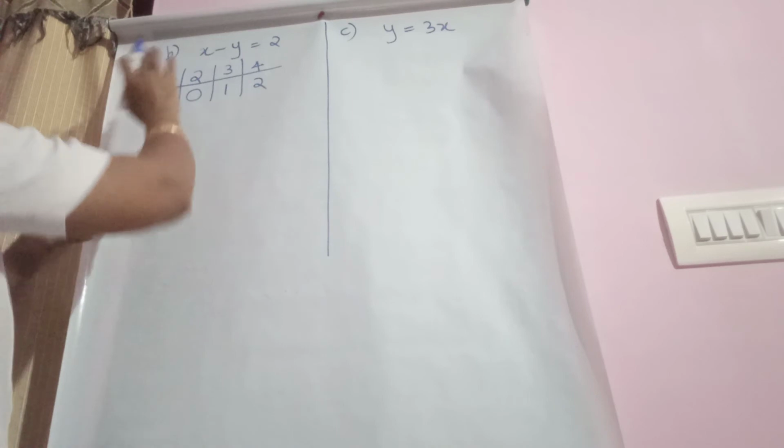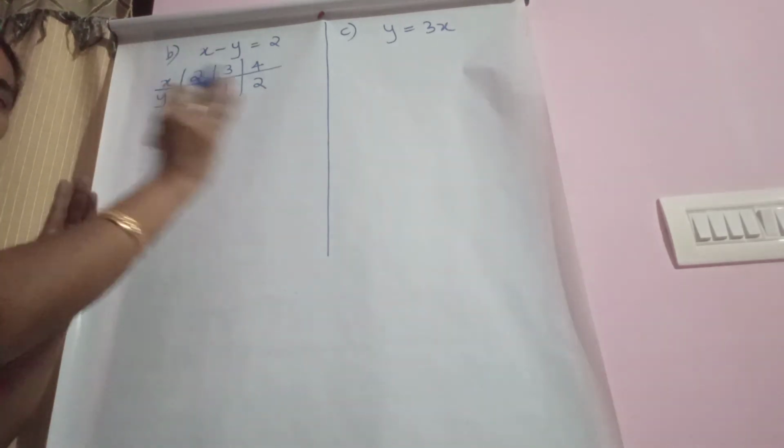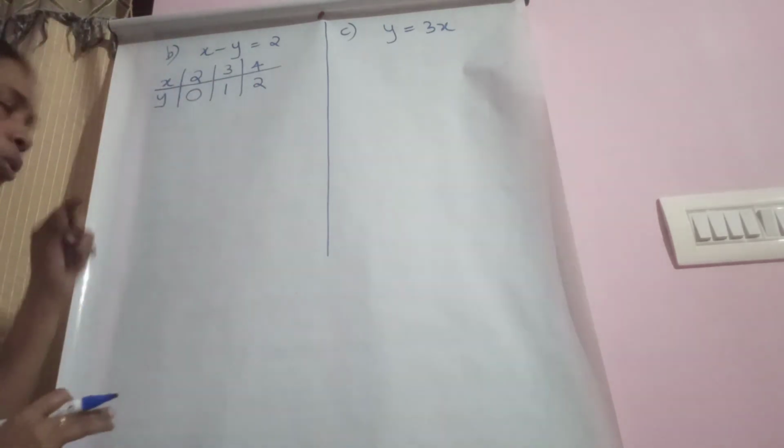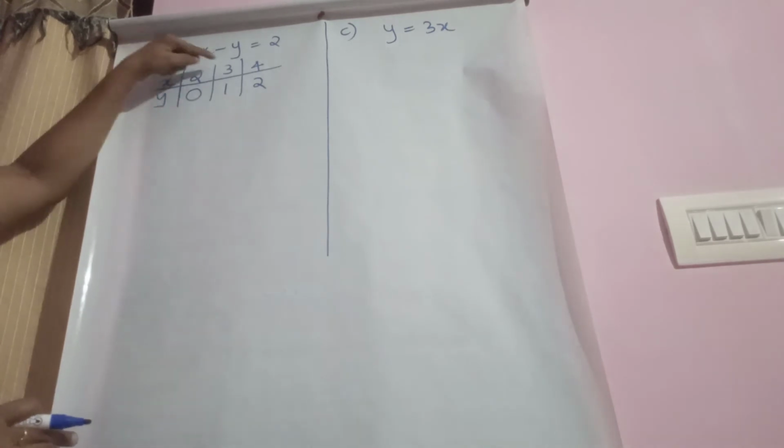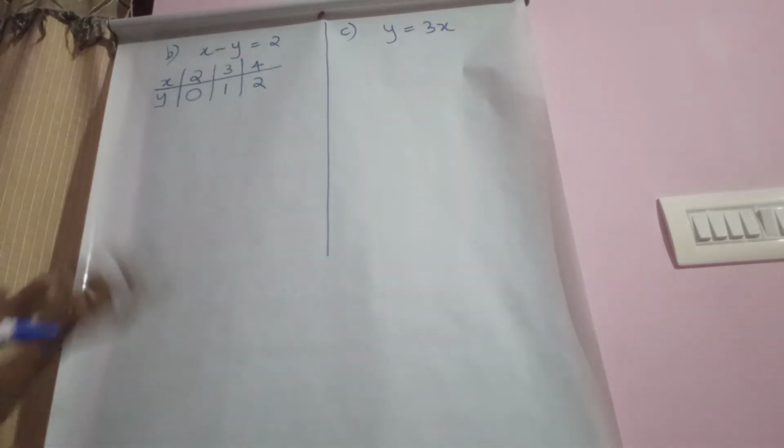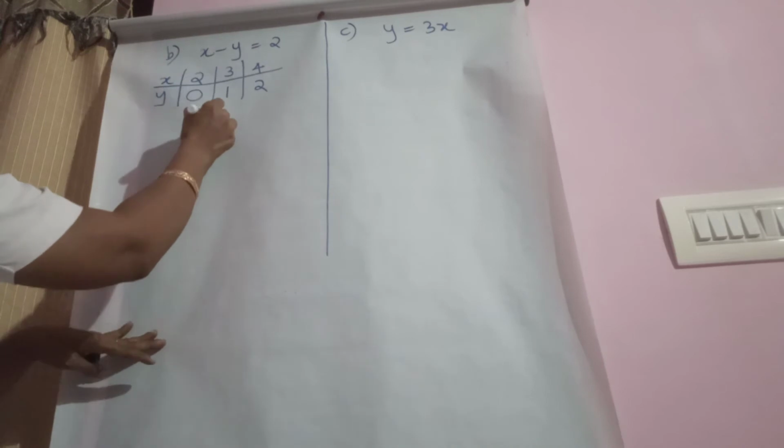The condition is x minus y should be equal to 2. It's correct now. 2 minus 0, 2. 3 minus 1, 2. 4 minus 2, 2. Finished. Then let us draw the graph again.